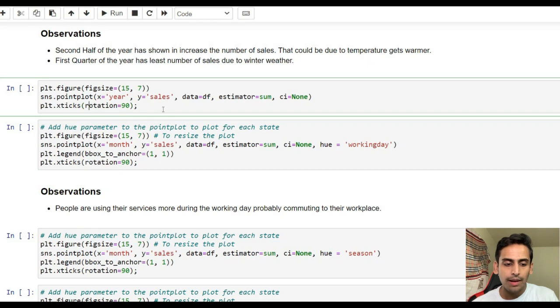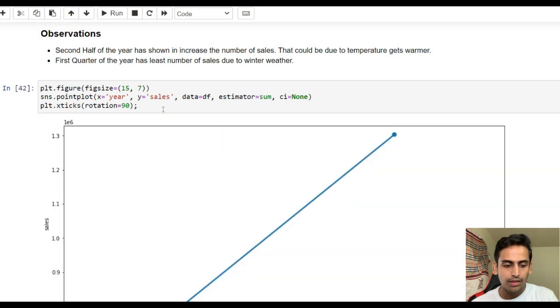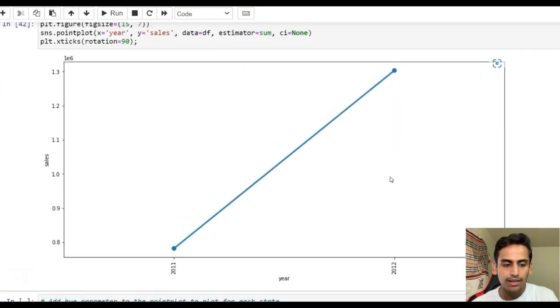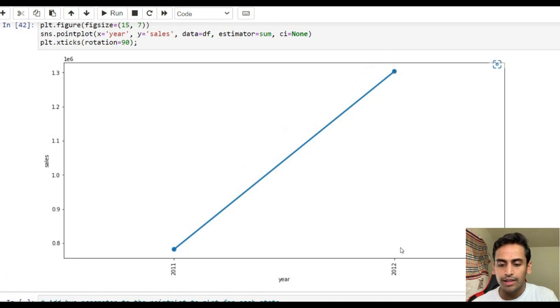So I'm using the point plot, and on the x-axis I'm plotting year, y-axis sales, and then I'm aggregating on sum. So when I run it, I can see in 2011 we have this many number of sales, and in 2012 we have this many number of sales. So we can see that in 2012 there is an increase in our sales from 0.8 to 1.3.